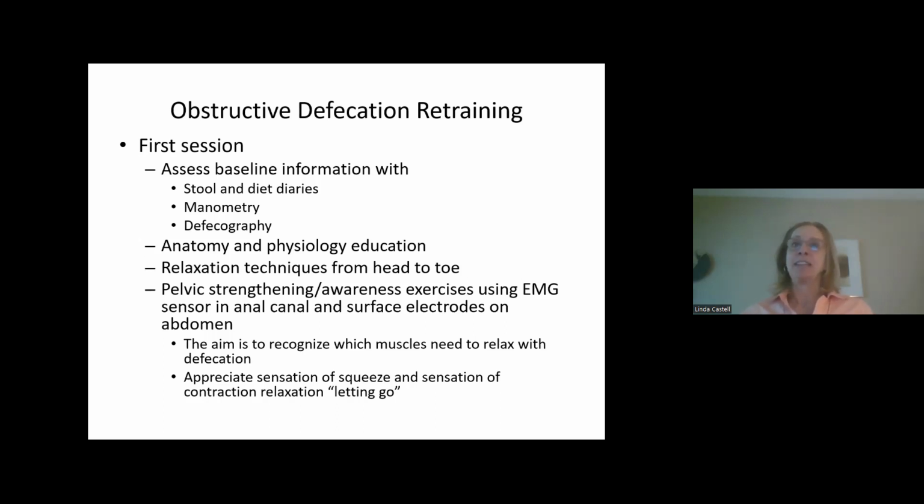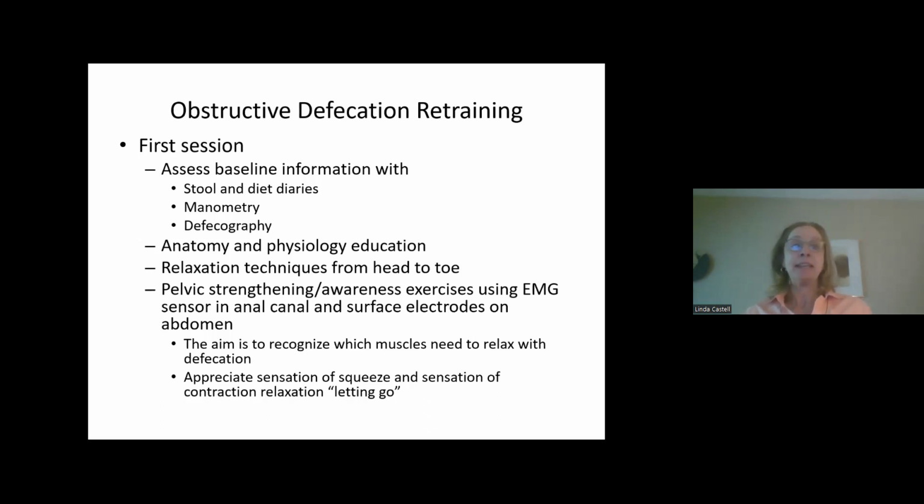And including keeping their pelvic muscles as relaxed as possible. Then we're going to teach them pelvic awareness exercises. So their very first session is going to be the squeezing, the Kegel exercises. And we're not going to teach them pushing exercises the first session.